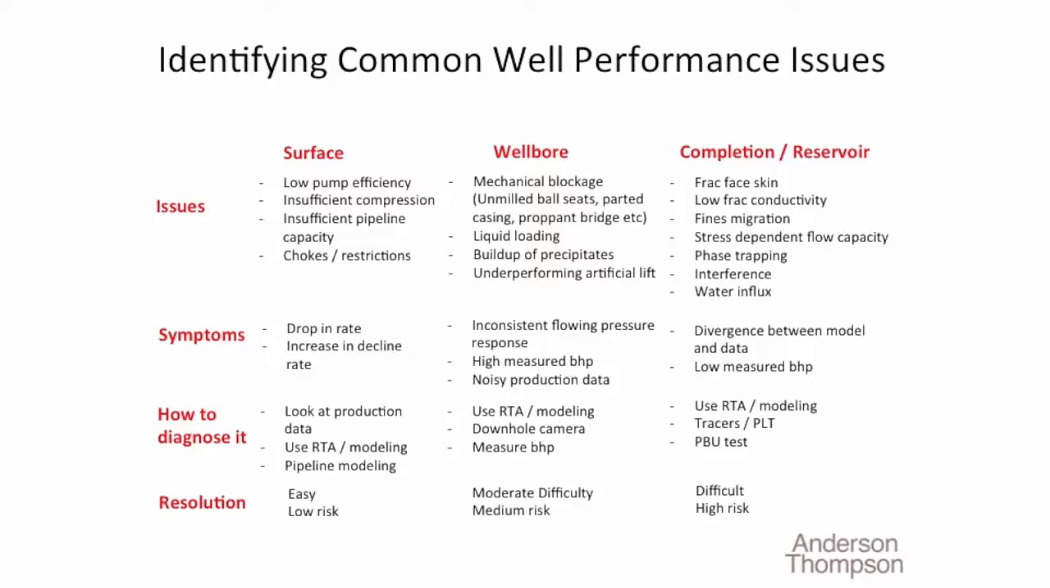And there's lots of different issues that can come up. For surface, we already talked about insufficient pipeline capacity. When you get into the wellbore, mechanical blockage, unmilled ball seats, for example, blockages in the wellbore. I have examples that show that as well. If I had more time, I'd get into all of that. But basically, this is a diagnostic matrix that we can use to both identify the symptoms, how we identify those symptoms, and then potentially how we resolve those issues. What are the steps that we take to do that?